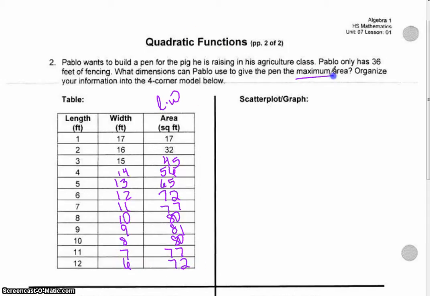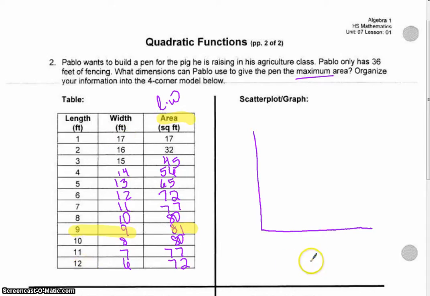Now we're trying to find the maximum area. If I look at this table, which one is the maximum area? Right here. So it has the dimensions of a 9 by 9. So how could you show that as a scatter plot or a graph? Notice all of my numbers here are positive, so I don't have to do the full graph. Figure out what you want to count by. You got to get up to 12. Actually, you got to get up to 17, right?